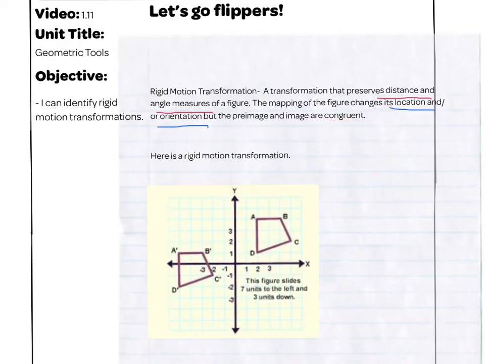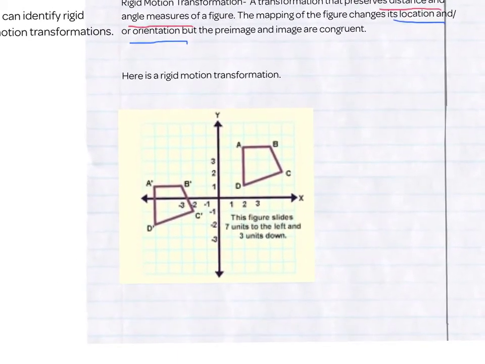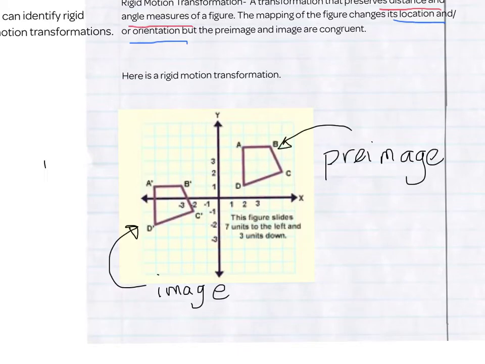Okay, so let's look at an example of what rigid motion transformations look like. And here's one here. If we look at this picture, we're looking at two different figures. Over here we have the pre-image, and over here we have the image. Now let's investigate what the definition of rigid motion transformation means and how we can apply that to this example.